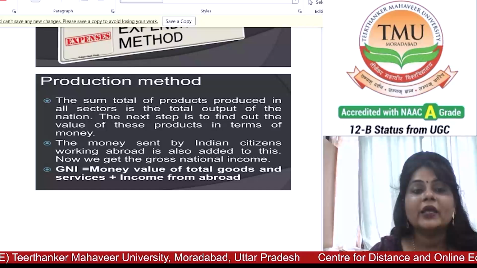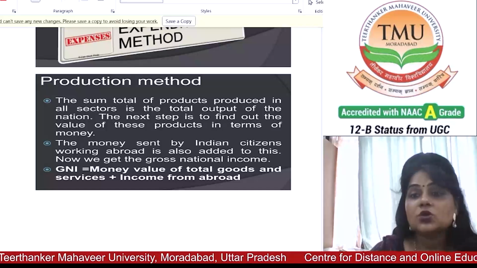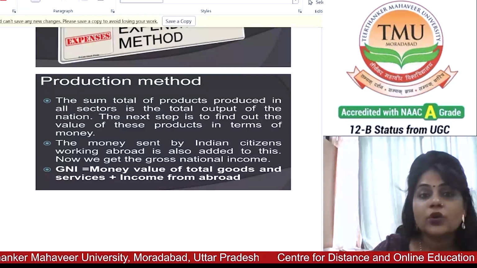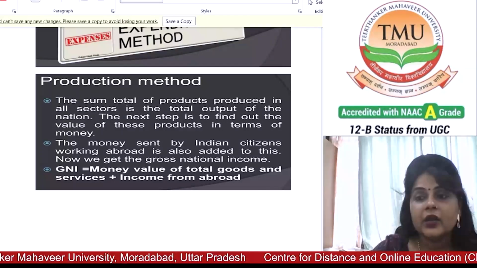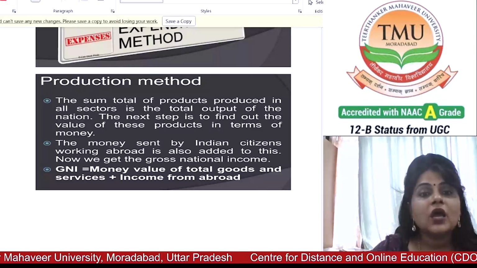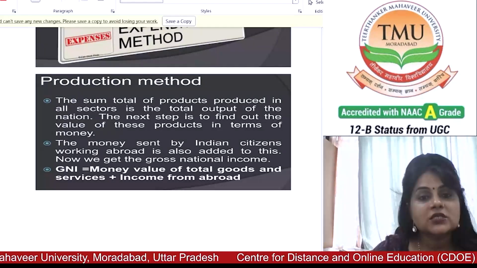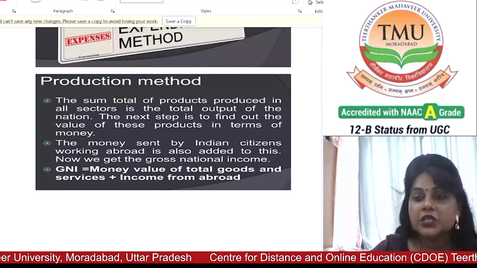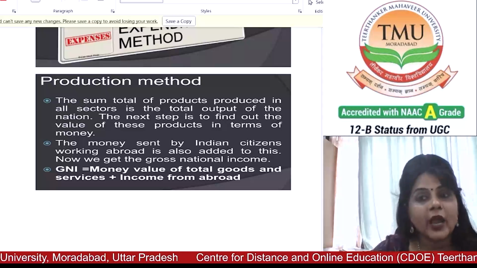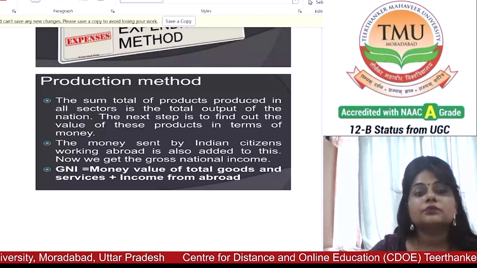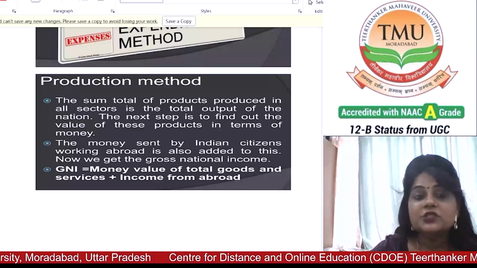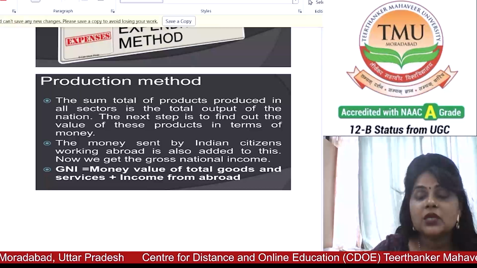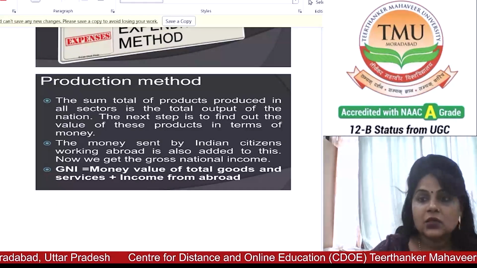The value added by each production company is also called gross value added at market price. Also, the total of all the gross value added at market price of all the producers of the country within its domestic territory during 1 year is equal to GDP at market price, that is, gross domestic product at market price. So the summation of GVA, gross value added at market price, is equal to GDP at market price.